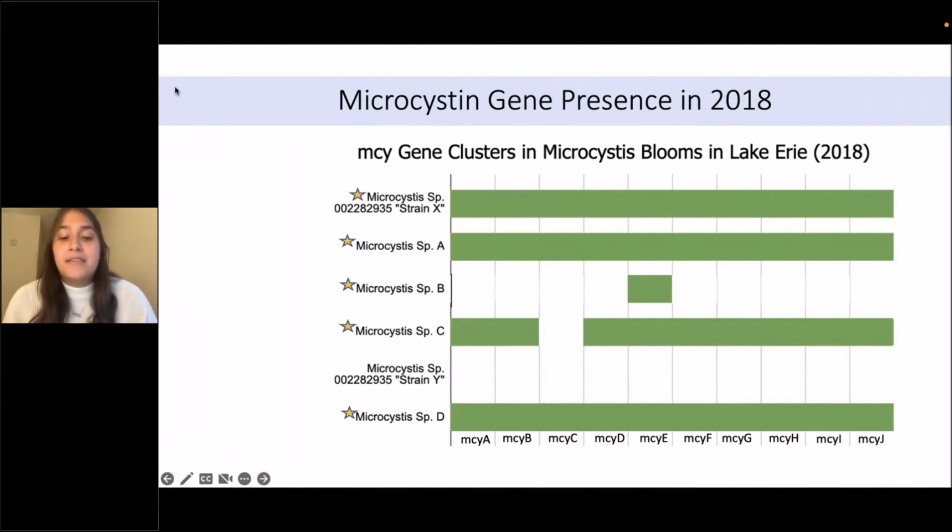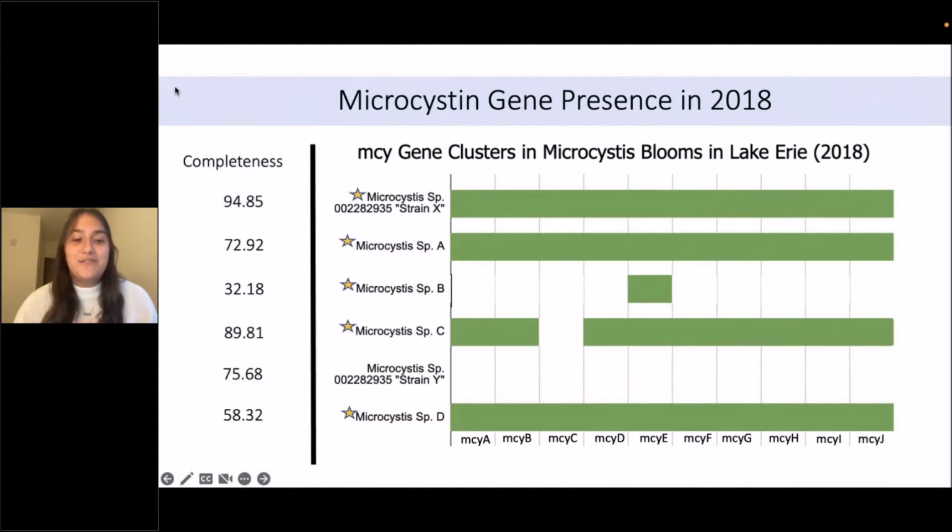And then you'll see at the bottom that there are the 10 different MCY genes, which I had shown earlier. And remember that we're looking for that MCYE gene as one of the key indicators of a toxic species. And so you'll see that almost all of these do have MCYE. What's really interesting is, for example, you'll see Microcystis species B only has MCYE and none of the others.